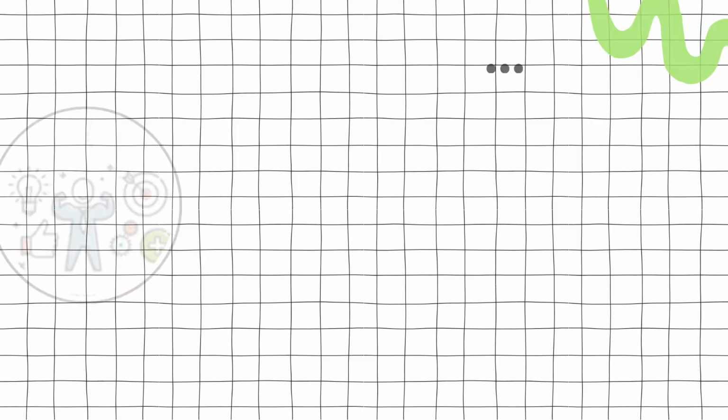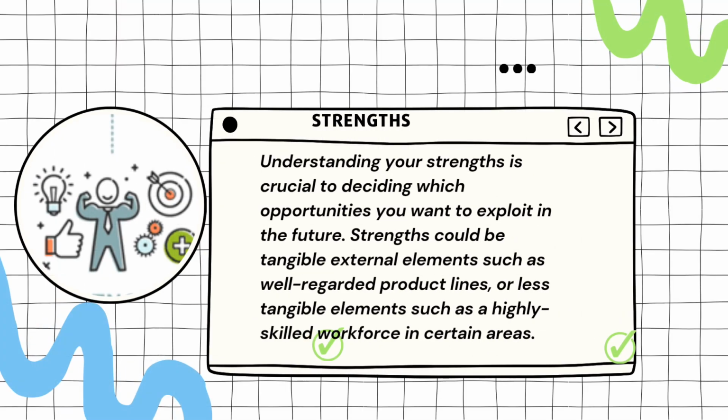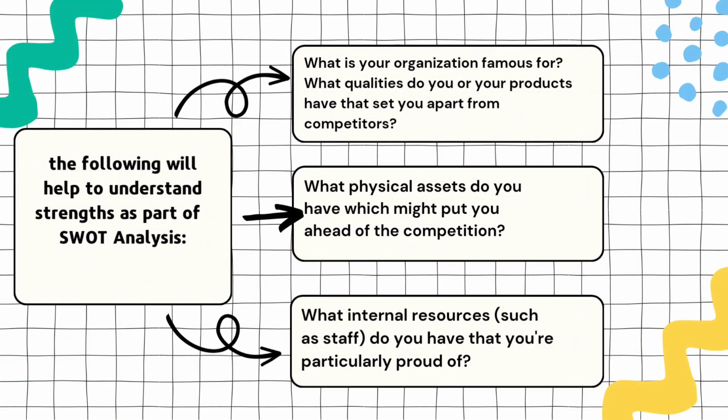Let's start with strengths. Understanding your strengths is crucial to deciding which opportunities you want to exploit in the future. Strengths could be tangible external elements such as well-regarded product lines, or less tangible elements such as a highly skilled workforce in certain areas. The following list may help you understand your strengths as part of SWOT analysis.